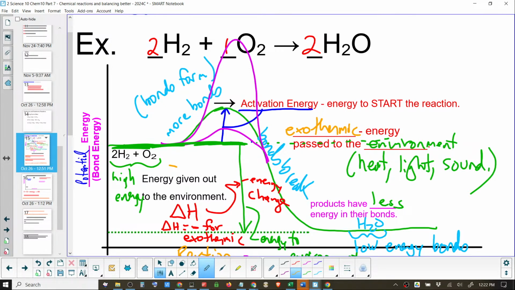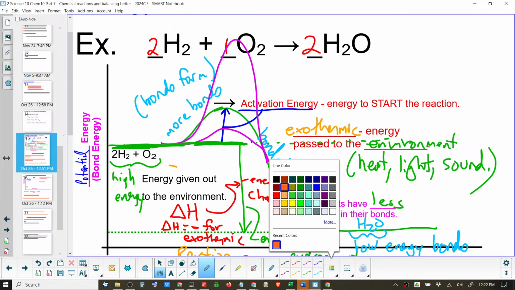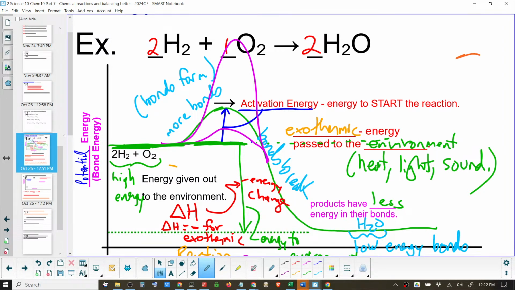So where do I have to draw it? Let's pick a brand new color. I'm going to pick orange. Instead of it going down, maybe I start here. I'm going to keep the activation energy the same. Now what do I do? It doesn't go all the way down. Where does it go to?